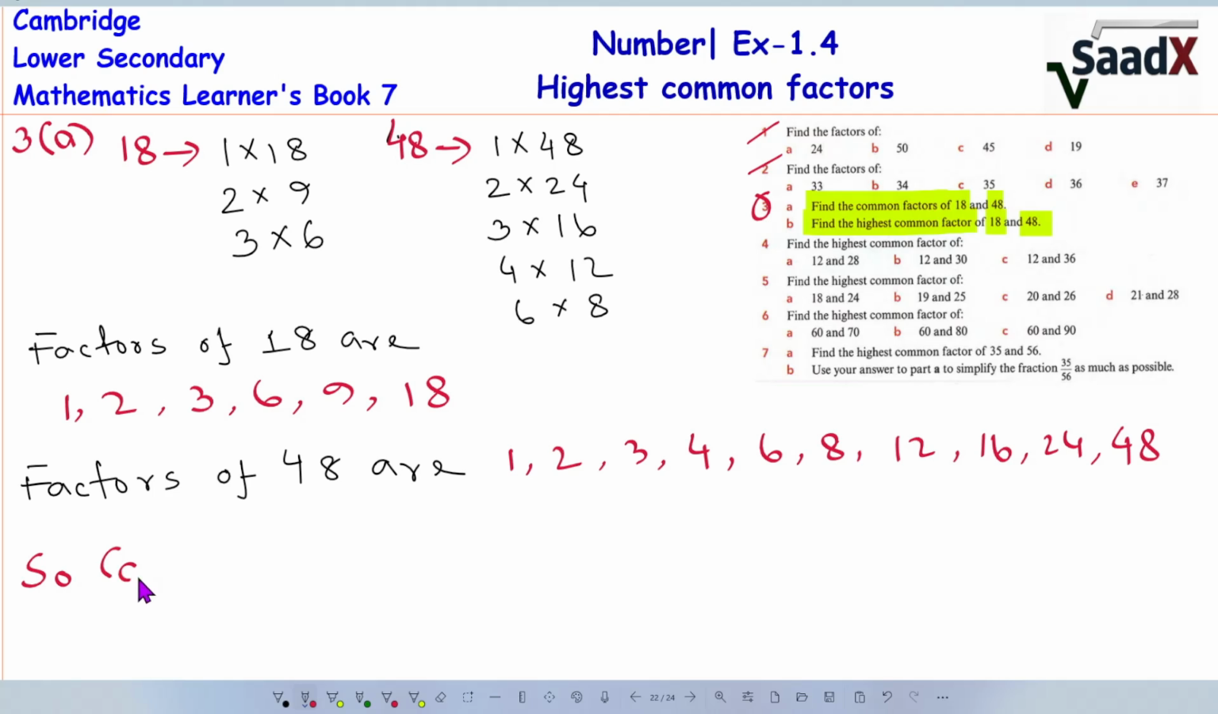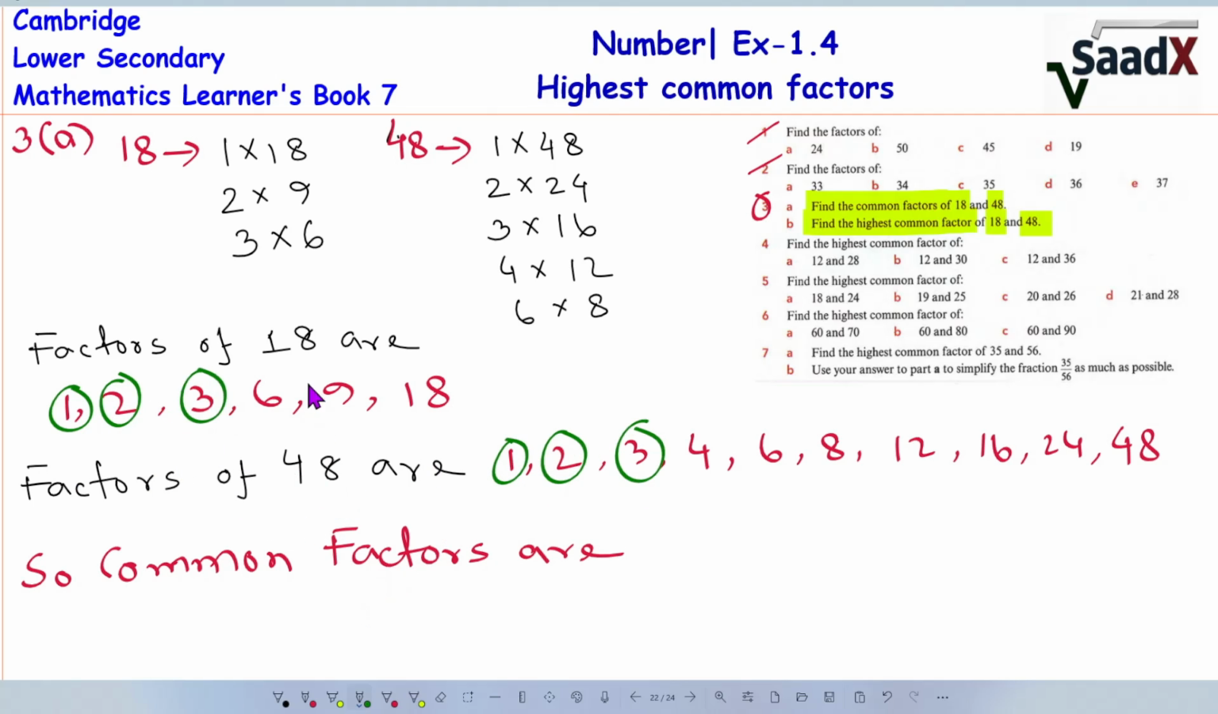So common factors are, so we can make a circle. 1 is common, 2 is common, 3 is common, 6 also common, then 9 and 18 are not common. So common factors are 1, 2, 3, 6.